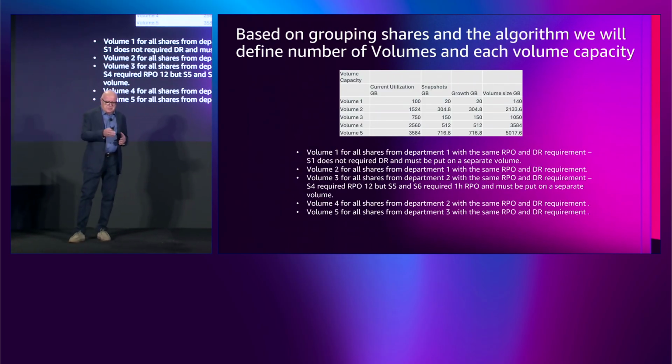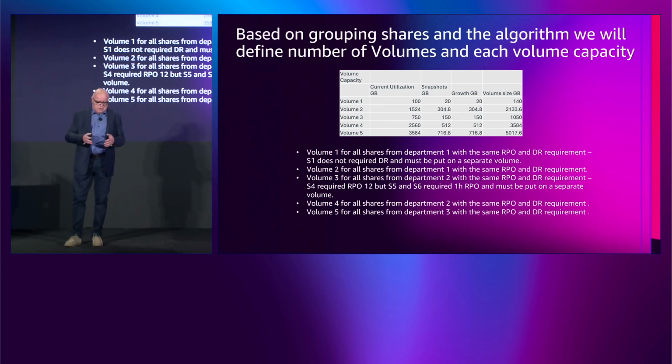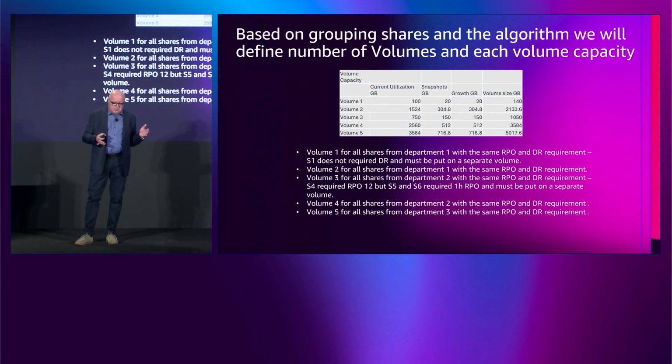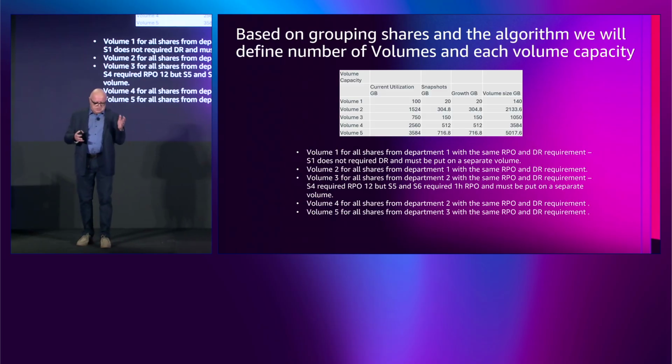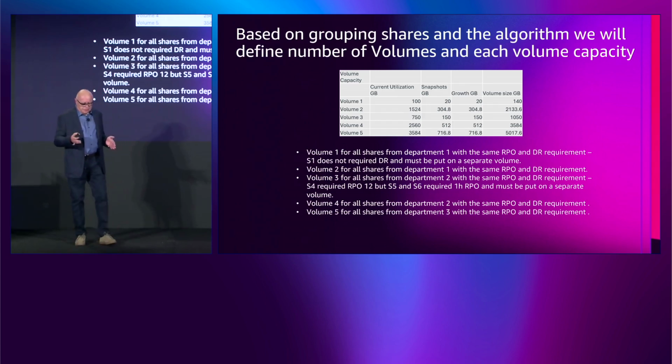Based on the grouping of those shares, we came to the conclusion that we will create 5 volumes based on the current utilization. So we can combine everything. We have the volume size, snapshots, 20% growth, and then we have the volume size in gigabytes. As you can see, we will have volumes from 140 gigabytes to 5 terabytes.